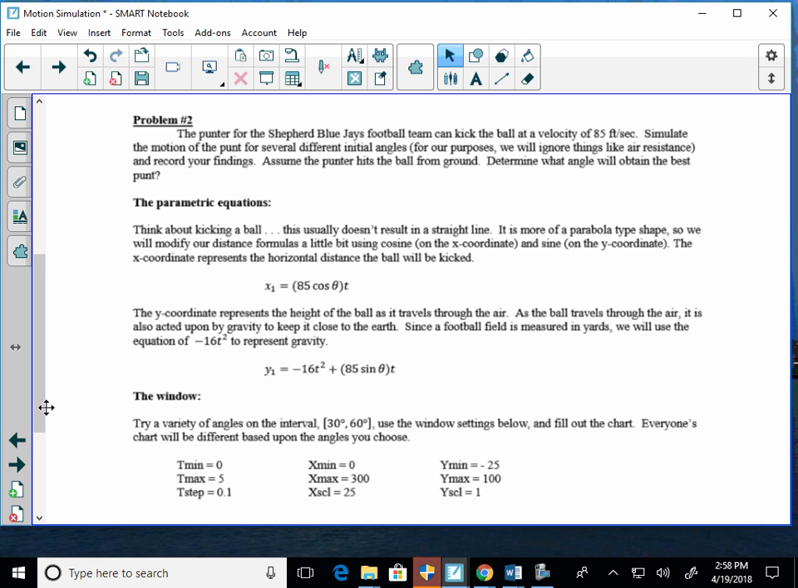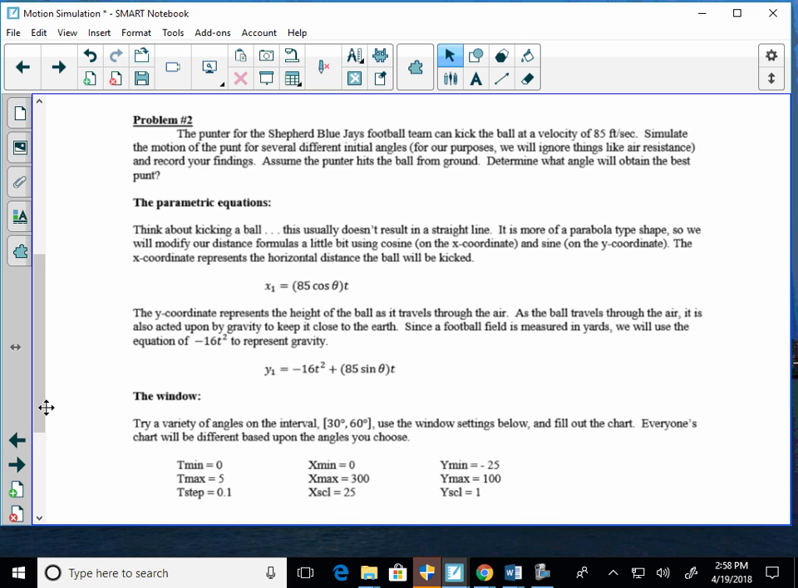Okay, next problem says the punter for the Shepherd Blue Jays football team can kick the ball at a velocity of 85 feet per second. Simulate the motion of the punt for several different initial angles. For our purposes, we will ignore things like air resistance and record your findings. Assume the punter hits the ball from the ground. Determine what angle will obtain the best punt.